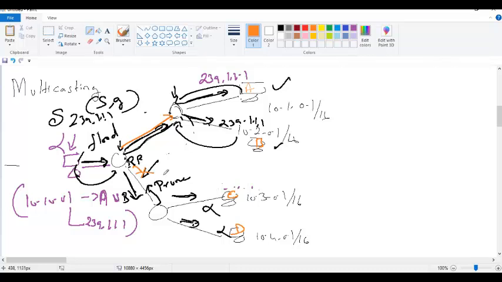For that, what is important? A mediator, a meeting point, a gathering point, a rendezvous point. This is what we call sparse mode. In dense mode, no rendezvous. In sparse mode, you have rendezvous.